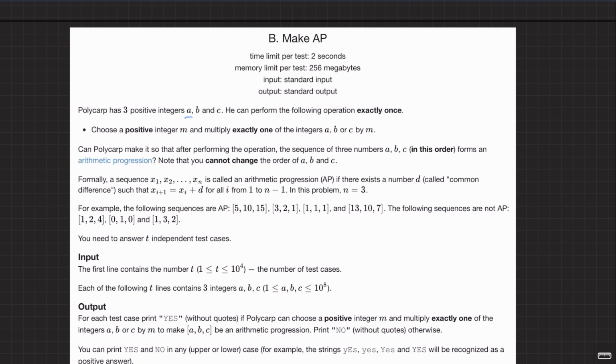They've just given us three integers, A, B, and C. What we have to do is perform one operation. That is, you have A, B, C. You have to multiply any one of them by another positive integer m, such that the sequence becomes an AP.